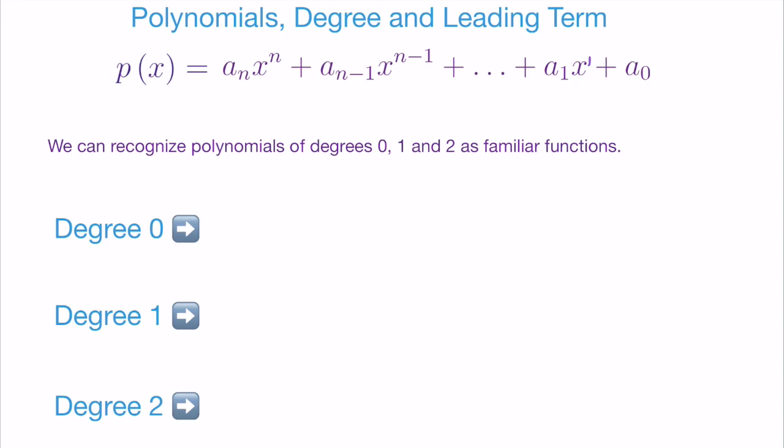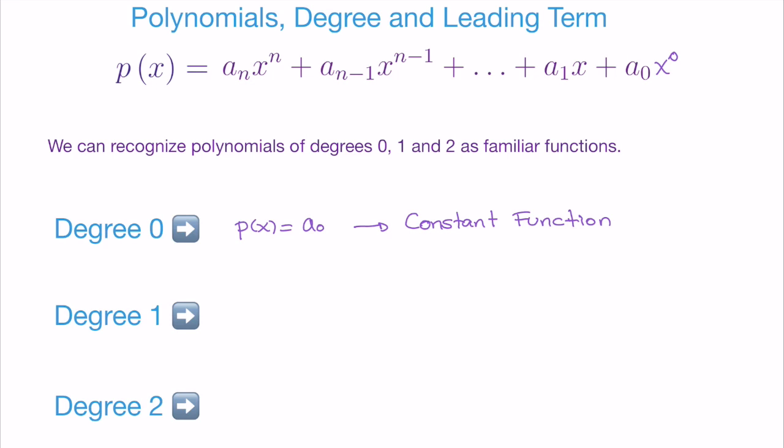Polynomials of degree 0, 1, and 2 are familiar functions for us. Let's see. A polynomial of degree 0 is going to look like p of x equals a0. You see? It's degree 0. So remember, x is to the 0th there. So a polynomial of degree 0 is a0, meaning that for any value of x, the function's value is a0. So it is a constant function.